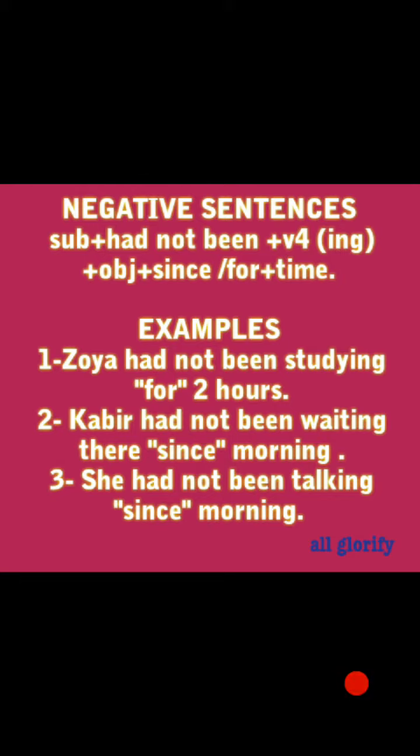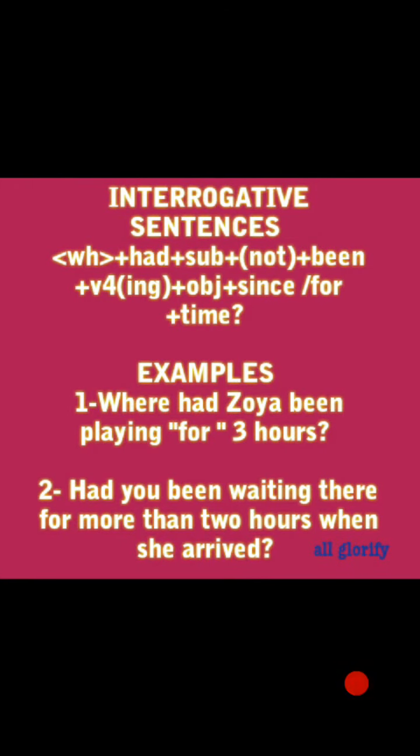For example, Zoya had not been studying for 2 hours. Kabir had not been waiting there since morning. Number 3, she had not been talking since morning. So here we also use since and for accordingly, means for a point of time we use since, and for a period or duration of time we use for. Fine. So let's move on.